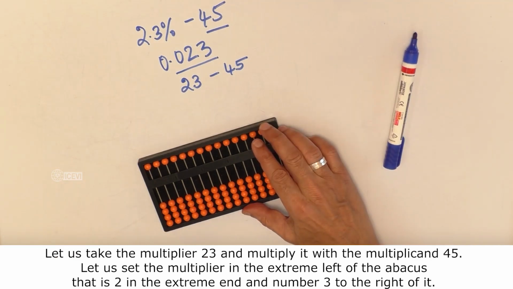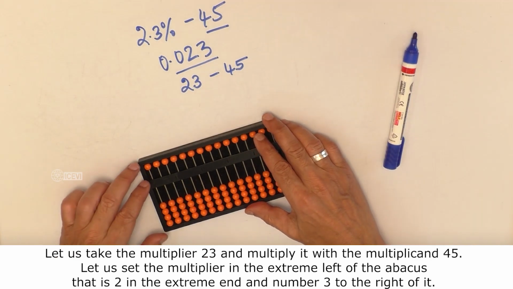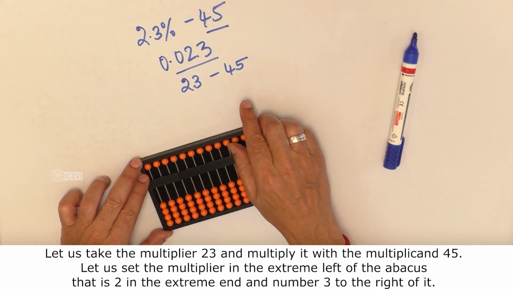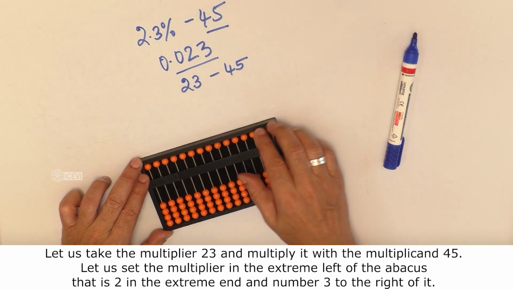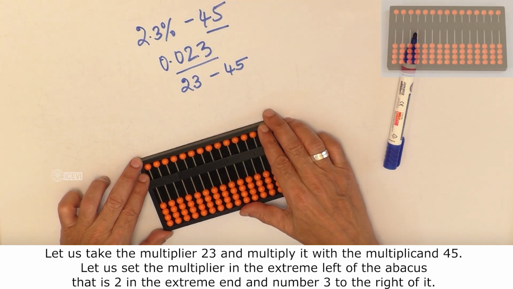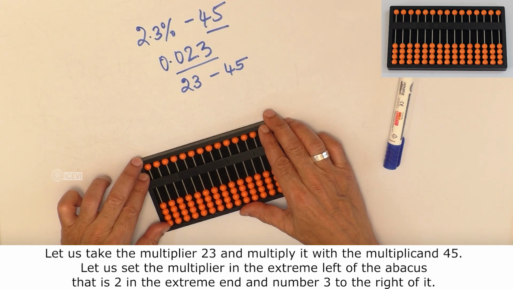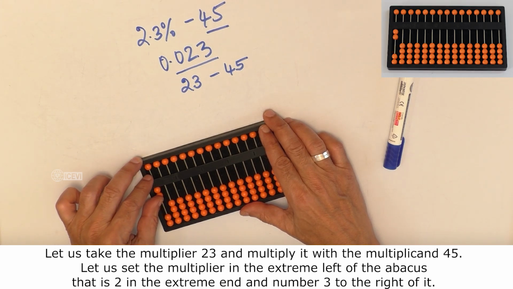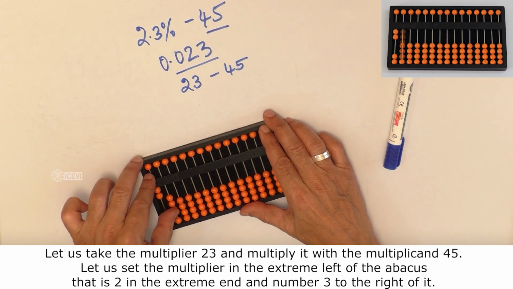Let us take the multiplier 23 and multiply the same with 45. Let us set the multiplier in the extreme left of the abacus, that is 2 in the extreme end and the number 3 to the right of it.